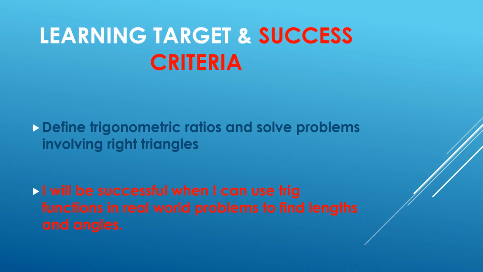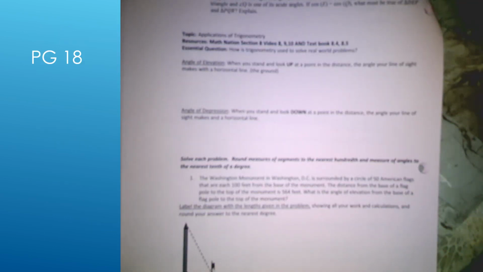Alright, so for this lesson, there's the learning target and the success criteria. The learning target is to find trig ratios and solve problems involving right triangles. The success criteria is you'll be successful when you can use trig functions in real world problems, so you're going to use it to find lengths and angles. Okay, so now we're going to be using trig to solve real world problems.